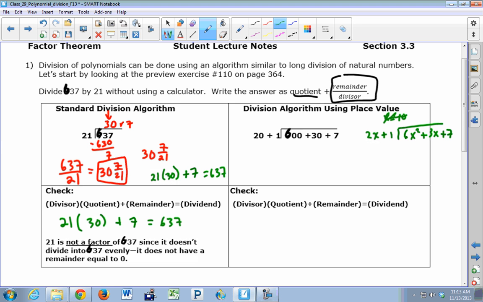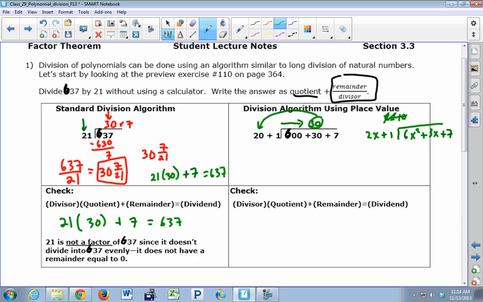And how you begin is you start with your biggest place value, which in your dividend is the number 600. And you start with your biggest place value on your divisor, which is 20. And you say, how many times does 20 go into 600? And your answer is 30. And you have to line up your 30 above it, the like place value, which is right here. 30.